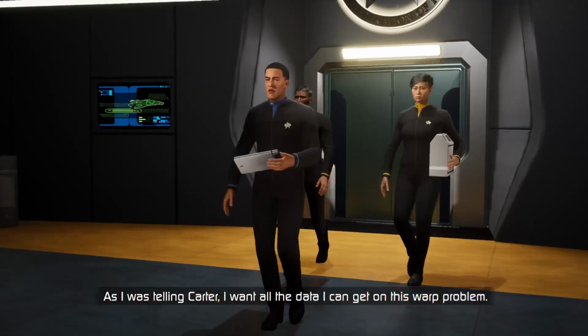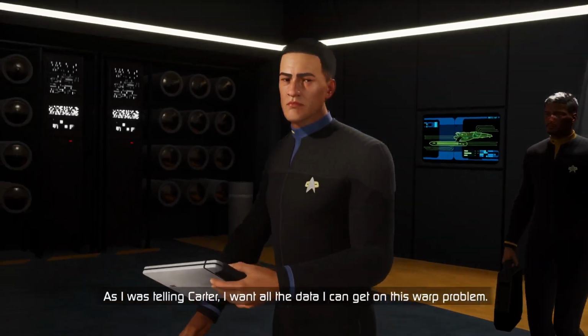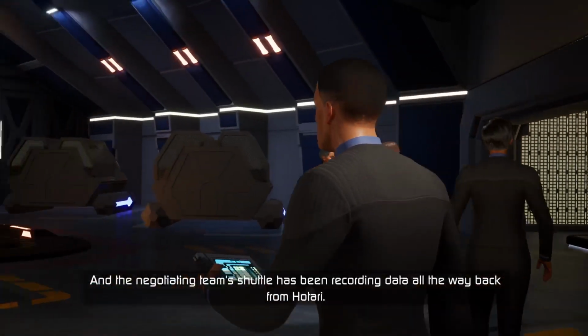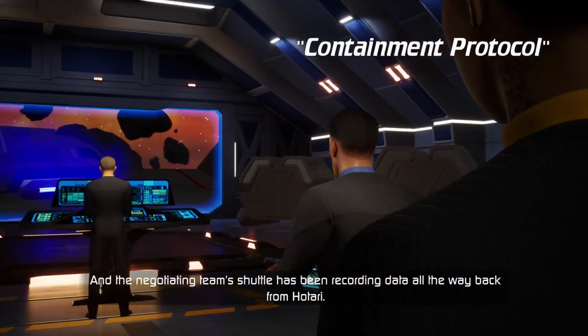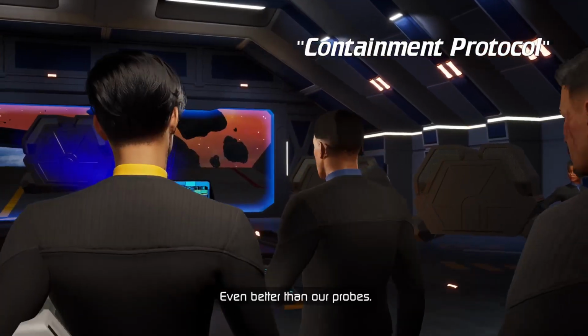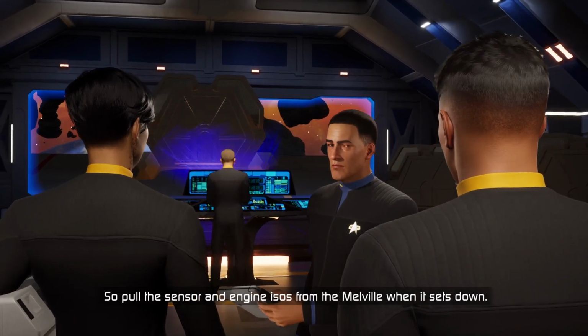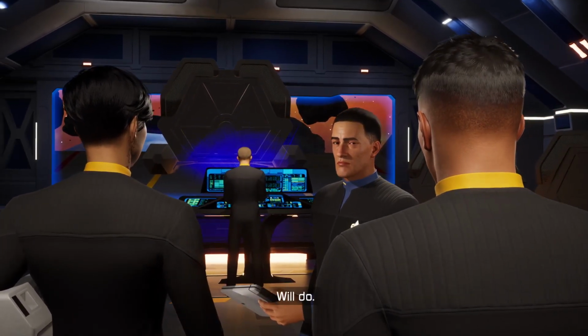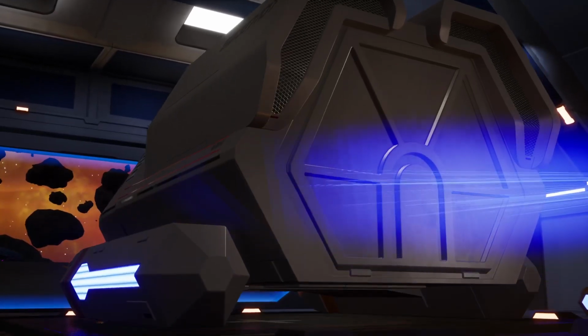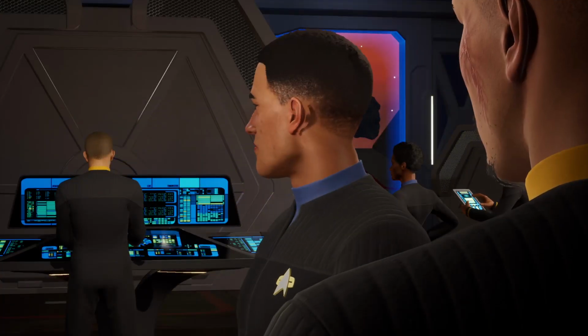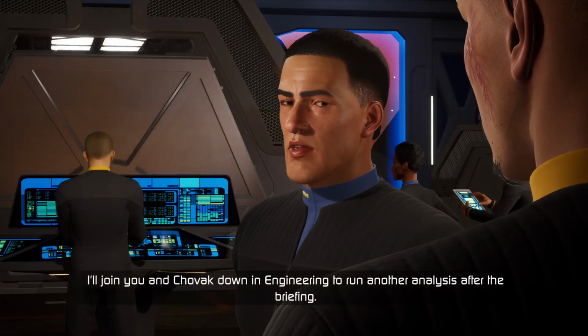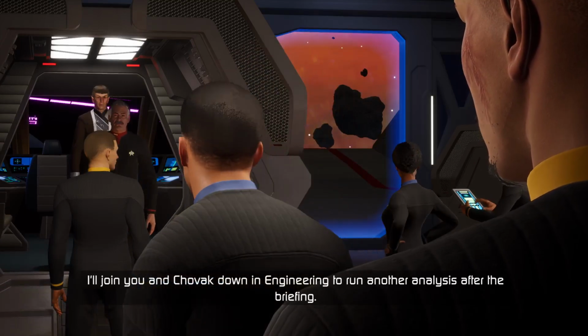As I was telling Carter, I want all the data I can get on this warp problem. And the negotiating team's shuttle has been reporting data all the way back from Tau. Even better than ours. So pull the sensor and engine ISOs from the shuttle when it sets down. We'll do that. I'll join you in engineering for analysis after the briefing.